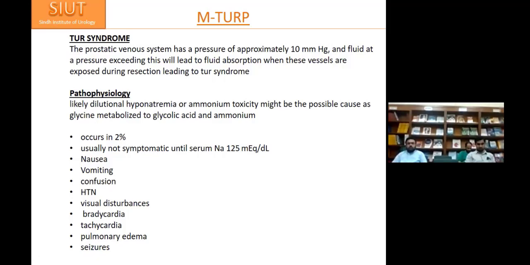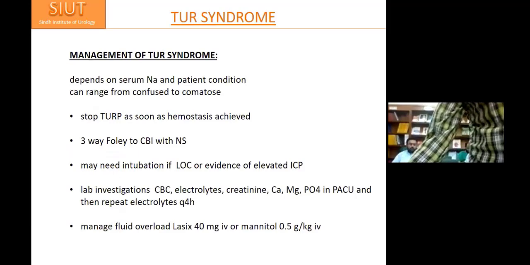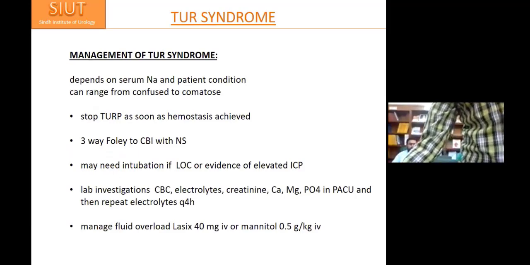It includes nausea, vomiting, confusion, hypertension, visual disturbances, bradycardia, tachycardia, pulmonary edema, and seizures. The risk factors include glands greater than 45 grams, long resection time, approximately greater than 90 minutes, deep resection or capsular perforation, open veins, lots of irrigant use, elevated height of irrigant during TURP, congestive heart failure, and liver failure. How to manage the TUR syndrome?